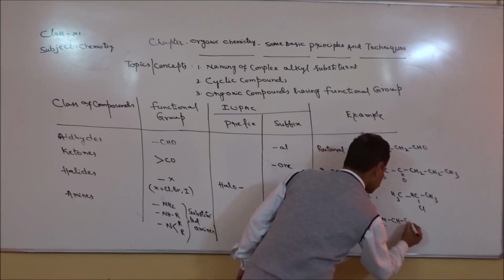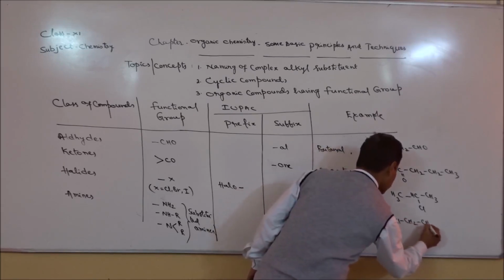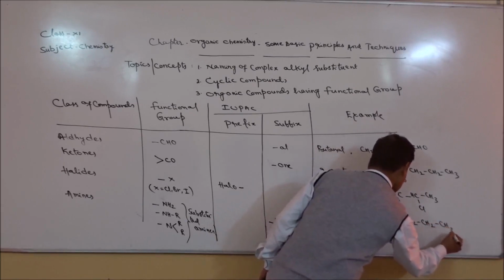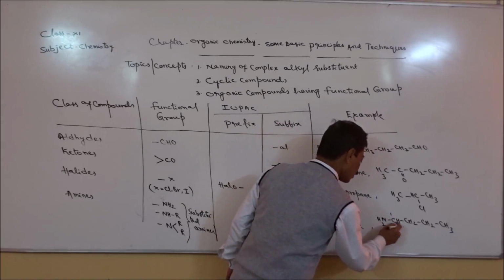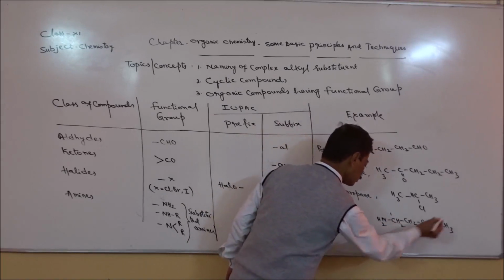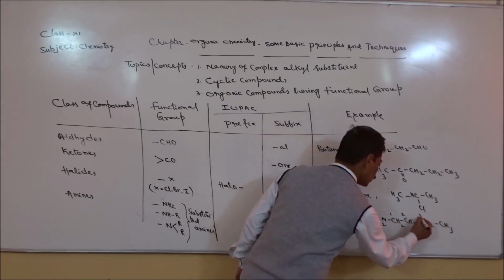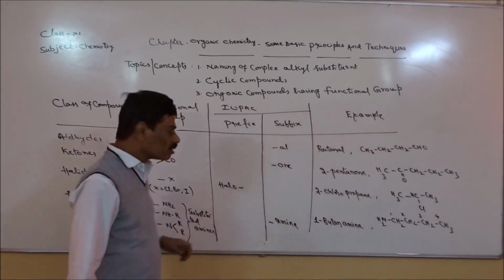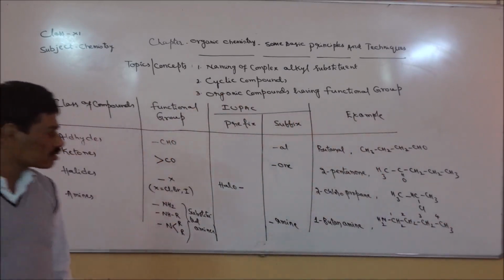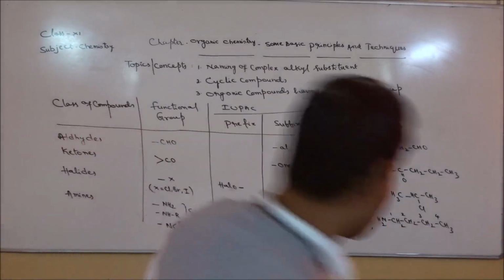CH2, CH2, CH3. When numbers are given, this carbon will take number 1. 1, 2, 3 means this should be 2. 2, 3, 4. So the position of the NH2 group is 1. Therefore, it is 1-butanamine.